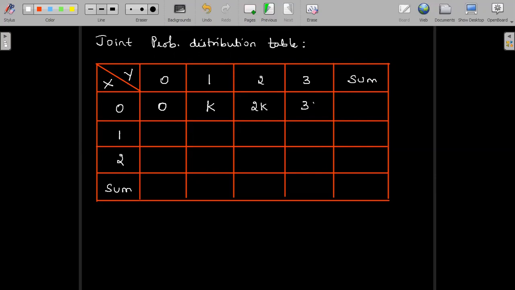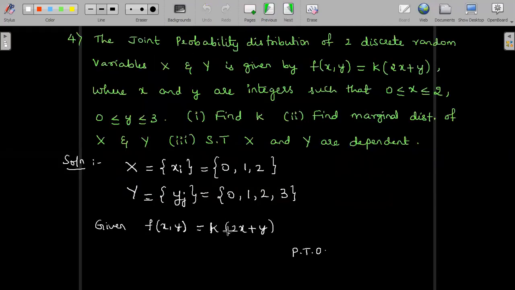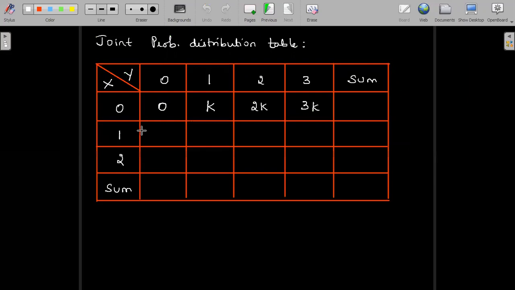Similarly, we can try to fill out the remaining values. Hope you have got the idea. So this is 3k next. Then when x is 1, y is 0, so 2 plus 0 is 2, which gives us 2k. And similarly, the rest of the values in this row are 3k, 4k, 5k. In the next row it is 4k, 5k, 6k and 7k.